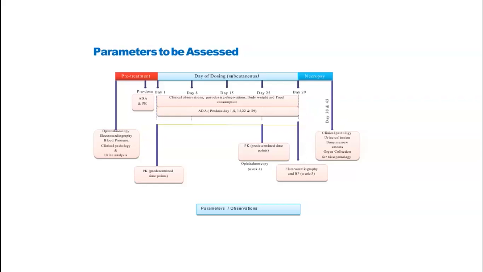Once they administer the drug on day 1, before administration of the drug, they collect the samples for ADA and TK. These are the pre-dose samples, and they administer the drug on day 1, day 8, day 15, day 22, and day 29. On these days they collect the samples for ADA, and at different time points the PK samples will be collected for analysis of the PK parameters. Especially during week 4, day 22, the ophthalmology, everything will be completed in that part.